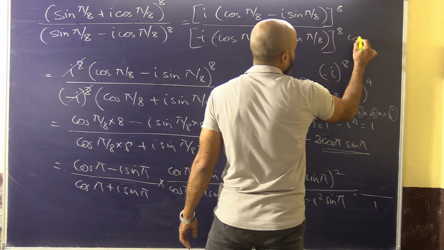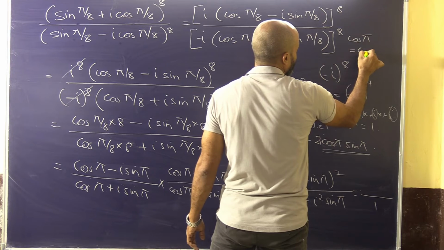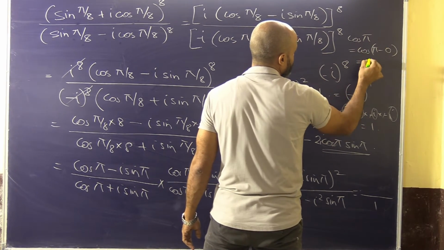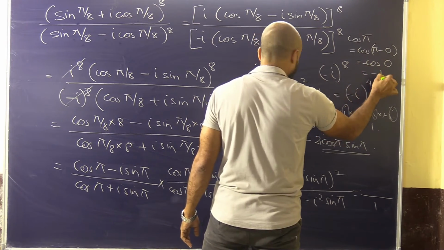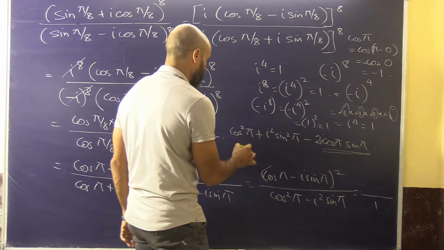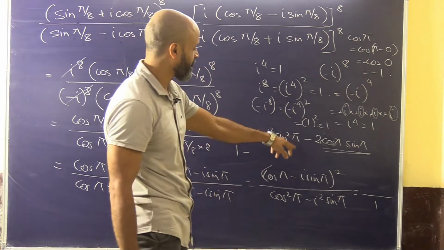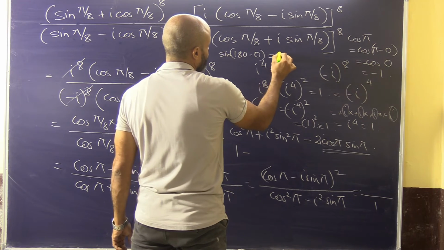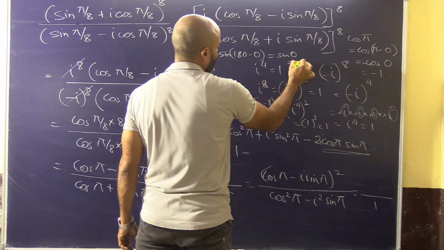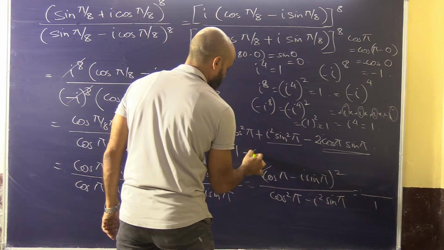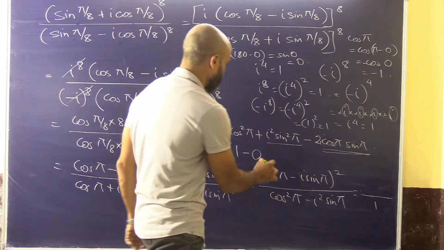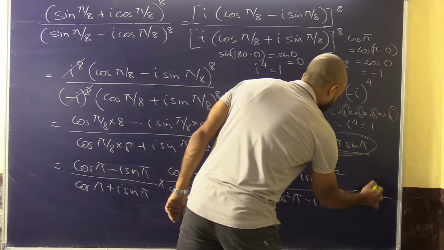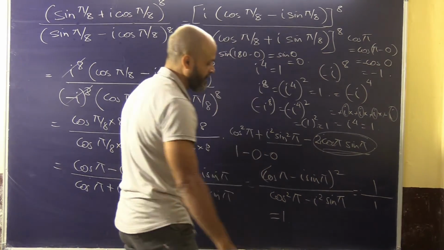Now cos pi is equal to how much? Cos 180 is cos 0 minus, that is -1. So cos square pi will be (-1) square, that will be 1. What do we have here? Sin pi, sin 180 minus 0, so this will be sin 0, that is equal to 0. So this entire thing becomes 0, and this entire thing also becomes 0. So we have here 1 upon 1, so this answer will be basically 1.